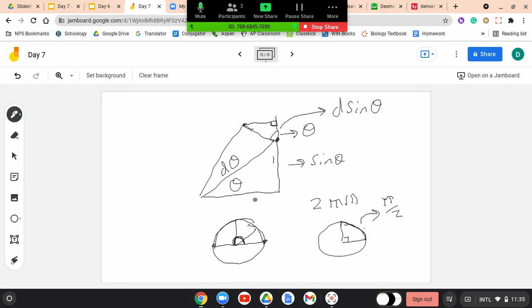So if our angle here is d theta, then this, even though it's a line, is still an arc between the 2 points. It's still on the circle. That would be d theta.